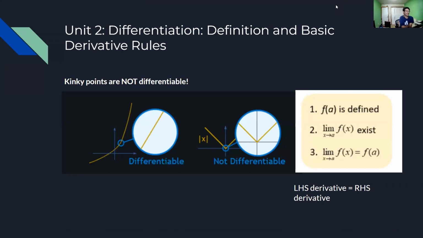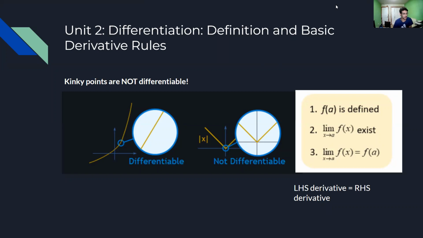Over here, I've said that kinky points are not differentiable. What am I trying to say here? Basically, in order for something to be differentiable, you need the point to be continuous first of all. So I have the same conditions over here. The point needs to be defined. If the point does not exist, then you can't be taking the derivative, the slope of it, right? So it has to be defined. The limit has to exist and the limit has to equal f of a, so it has to be continuous. These are the conditions for continuity. So everything that's differentiable is continuous.